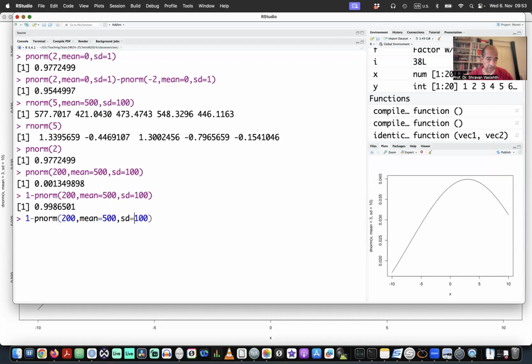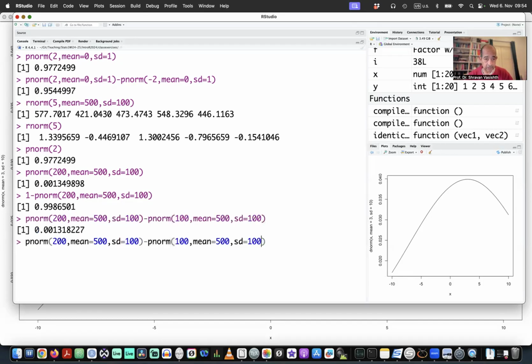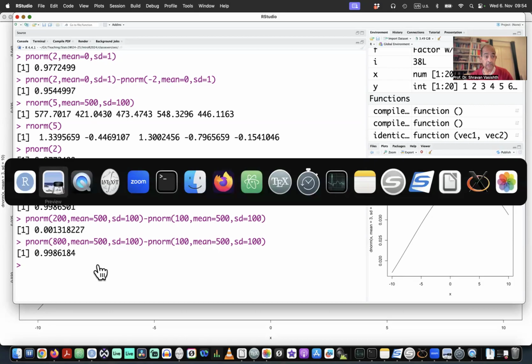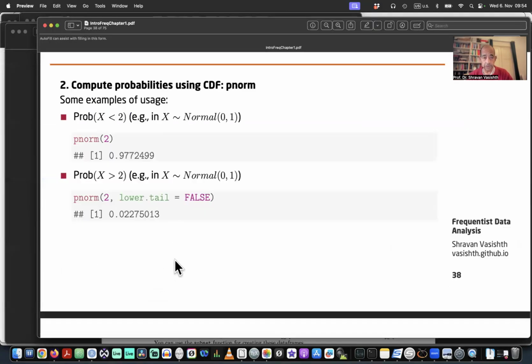If I wanted to know, for example, what's the probability of observing a value between 200 and 100, how would I do that for this distribution, right? For this particular distribution, I would write the probability of observing a value between 200 and 100, it would be 0.0013, right? So I could ask another range. Let's say, what's the probability of observing a value between 800 and 100? That's 99.8%, right? So these are all questions you can now answer for any arbitrary normal distribution, right?